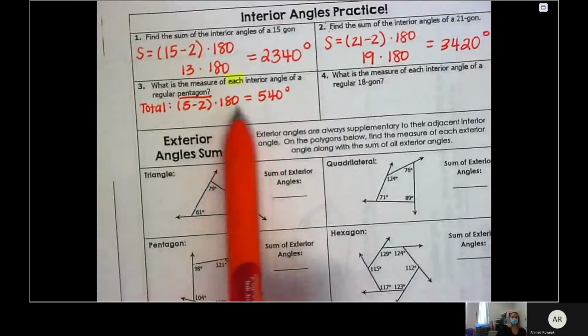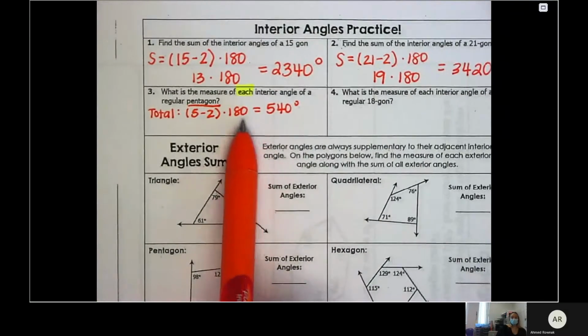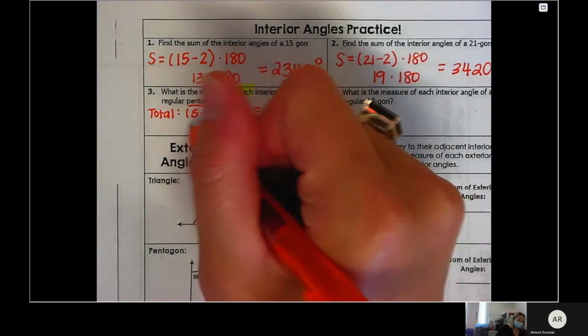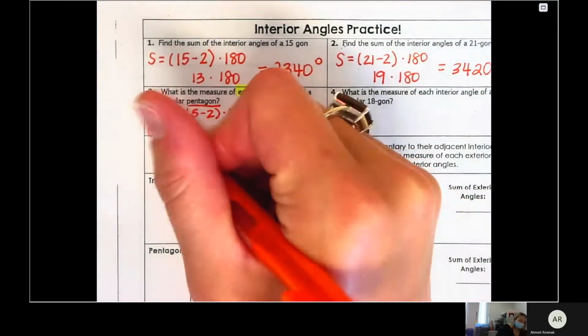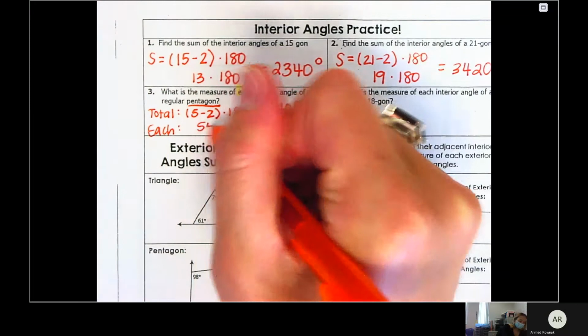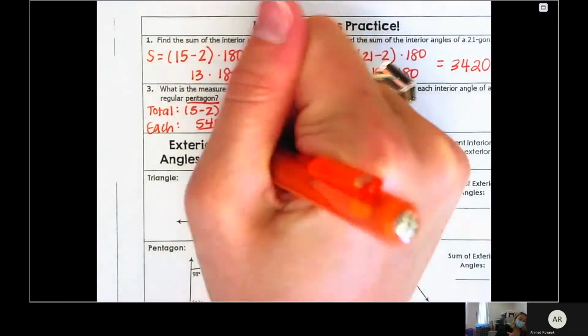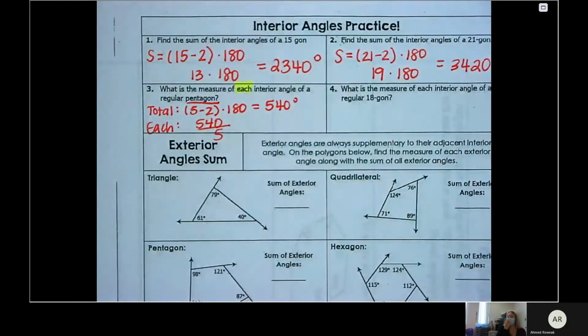So what is my sum or my total that we just figured out? 540. And I'm going to take, so this is to figure out each one, I'm going to take that 540 and do what with it? Divide it by number of sides, which is what? Oh, careful. How many sides are in a pentagon? 5. So we're going to divide it by 5. And that's going to tell me what each individual angle in the pentagon is worth.